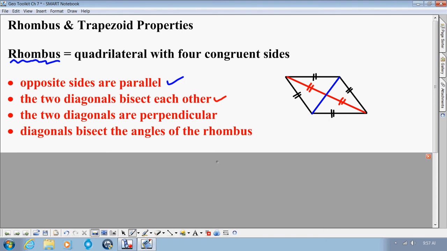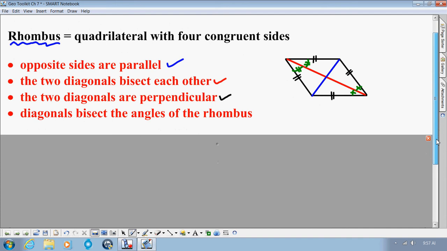length. We also know that the two diagonals are perpendicular. May not look like it, but these angles are going to be perpendicular to each other as well. And finally, last but not least, we know the diagonals bisect the angles of the rhombus. So, erasing some of these marks I've made here, this diagonal right here would bisect this angle in half. So these two angles right here would be equal in length. Also, I'm sorry, equal in measure, not equal in length. And then these two angles up over here would be the same in measurement as well. They would be congruent. So that's what we know about a rhombus.